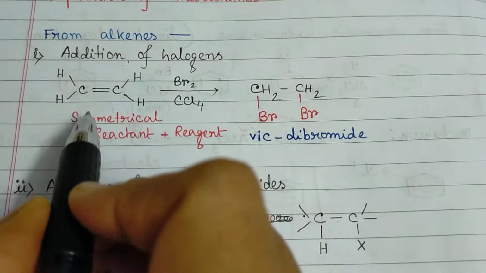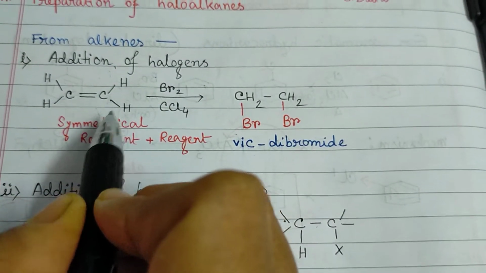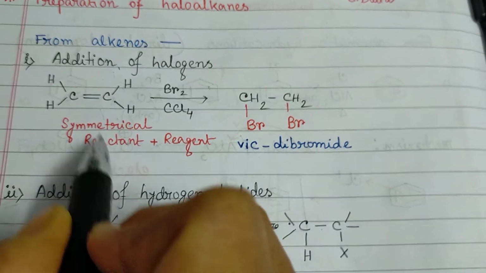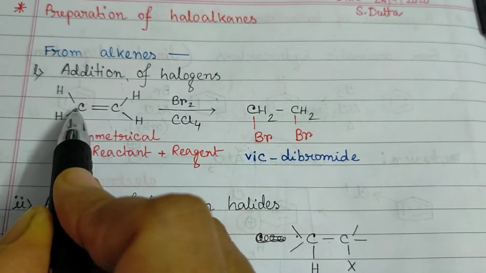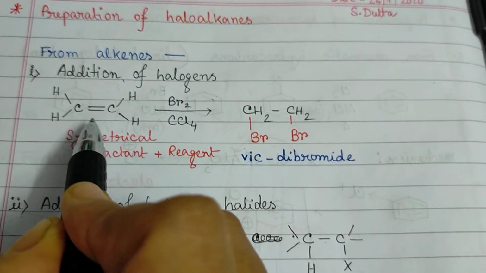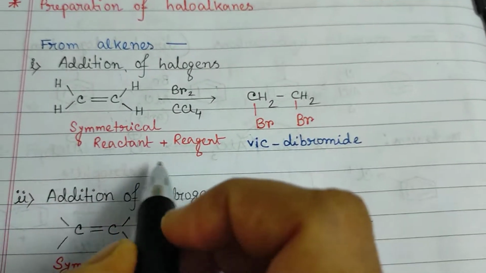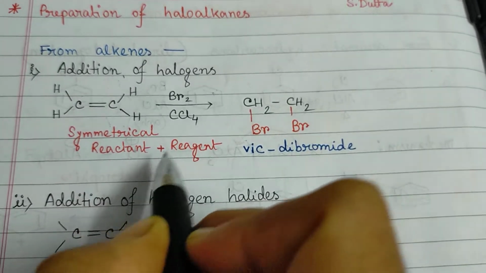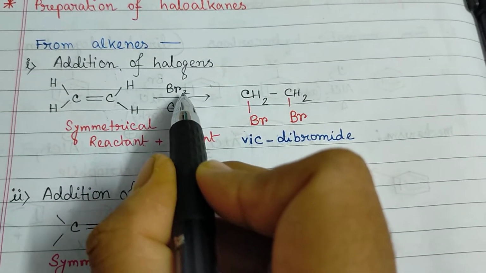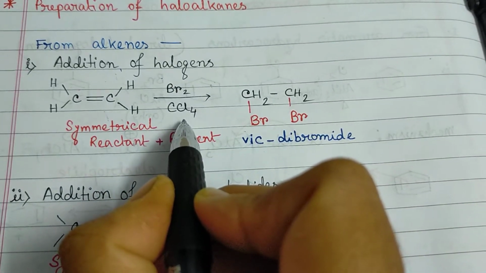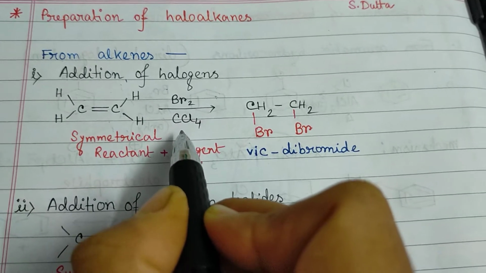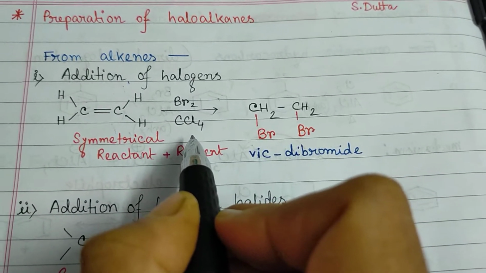So here I have taken the ethylene compound, and we can see it is a symmetrical reactant, meaning both sides of the double bond are CH2, so it is a symmetrical alkene. In that symmetrical reactant, if we add a symmetrical reagent, that is bromine, in presence of CCl4, carbon tetrachloride solvent, then we can have the addition product.